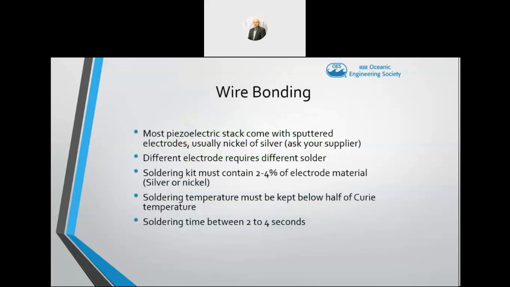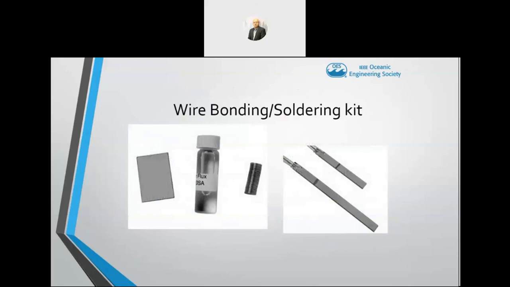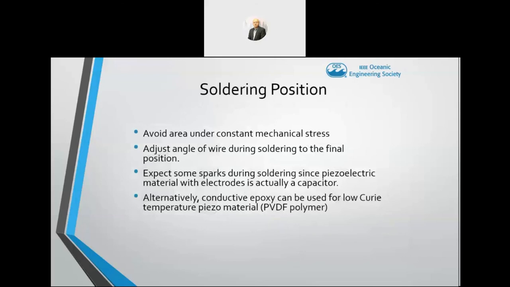So next, after choosing your piezoelectric materials, the next process is wire bonding. The wire bonding process can be as simple as soldering, but the thing we need to be careful about is to avoid the area under constant mechanical stress. Normally we are not using an industrial wire bonder on the piezoelectric materials because the surface roughness is not so good on piezoelectric ceramics, so we normally use a normal soldering method. The first thing you need to avoid is pushing the soldering tip too hard on the piezoelectric material, and the angle of the wire during soldering to the final position is also important.